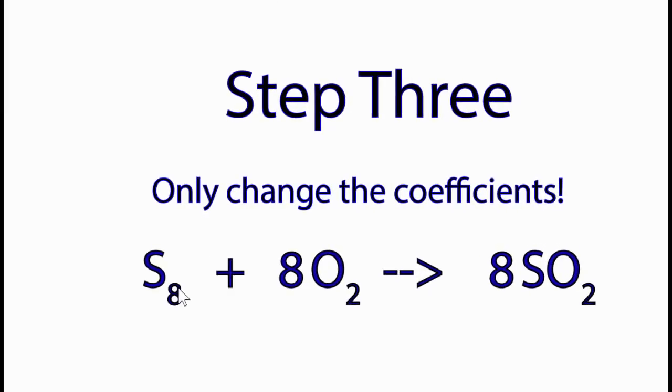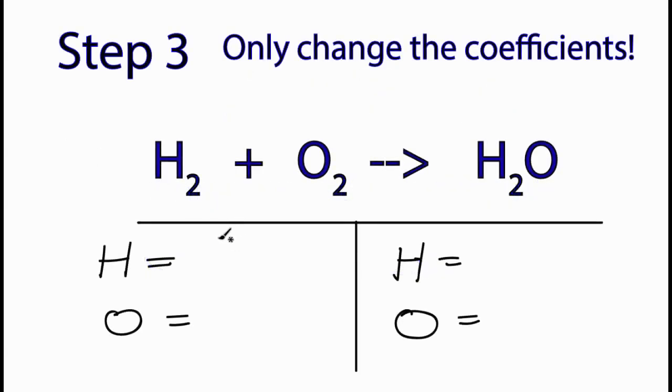Step 3, so you don't forget, only change the coefficients. Let's try another problem. So in this equation, we have 2 hydrogens, 2 oxygens, over here 2 hydrogens, and 1 oxygen. How about, let's see, I'll put a 2 right here.